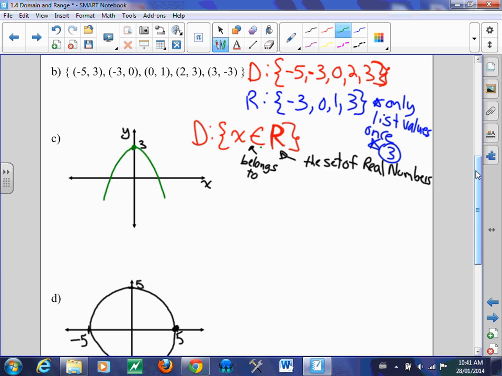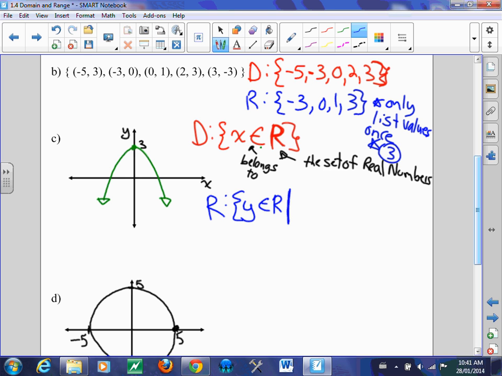Oops, I didn't mean to erase my arrows there. All right. Now, the range is a little different in this case. The range is your up-down movement. So first of all, range deals with y. So y belongs to a set of real numbers.